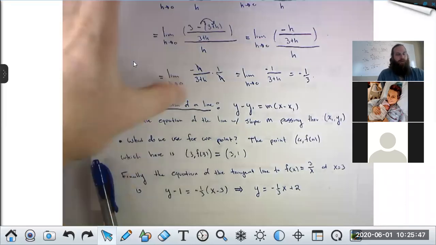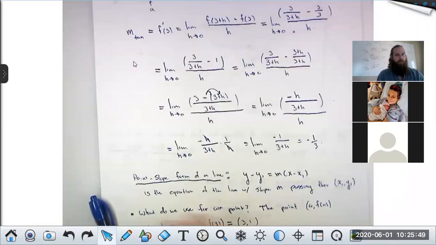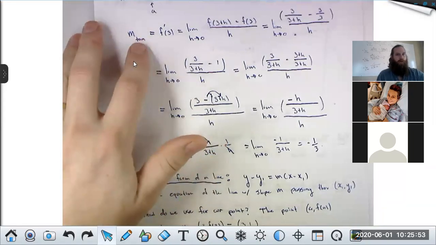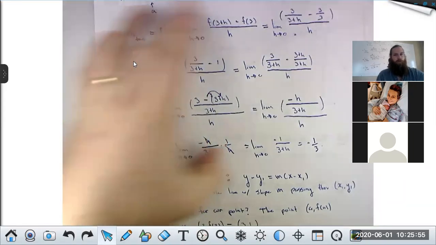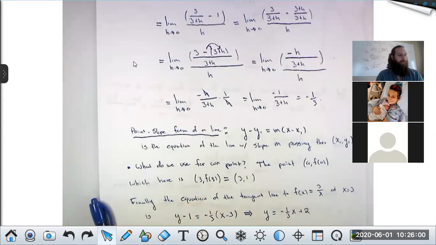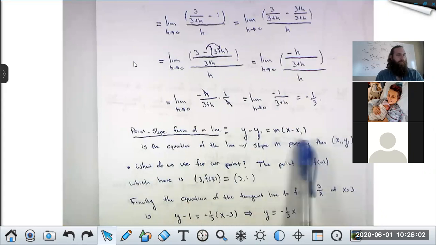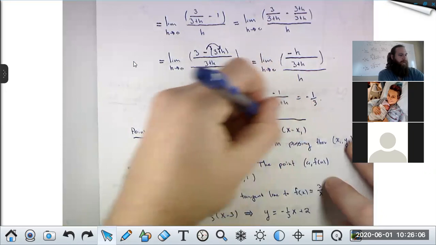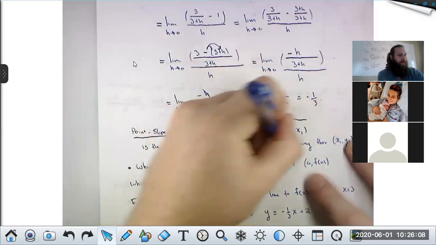So we did that limit calculation. That gives us f prime of 3, which is the slope of the tangent line. And that was all of this. And then once we had the slope, we said, okay, well now I'm going to use the point slope form of a line. That's this equation right here. We need to burn this into our brains if it's not already burned in.